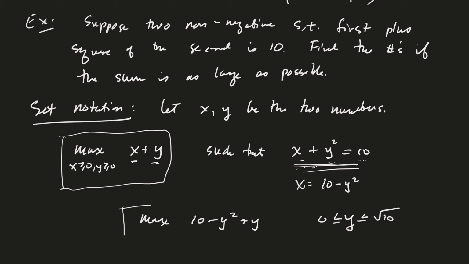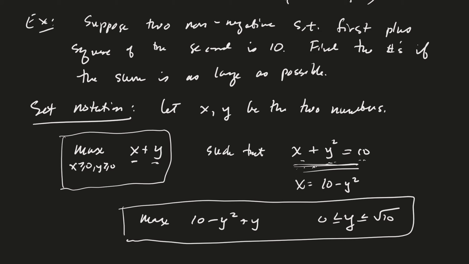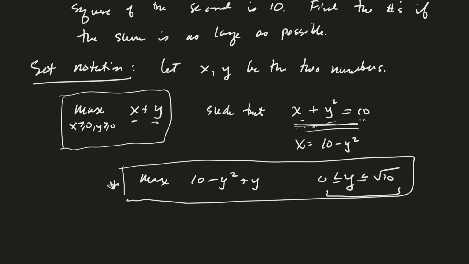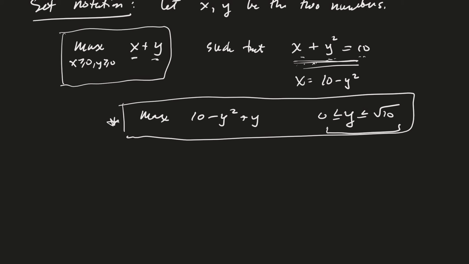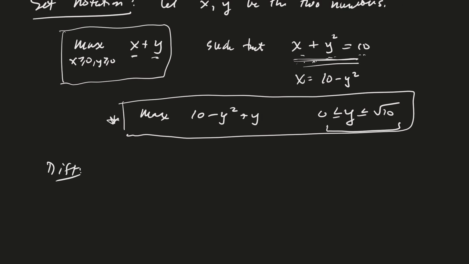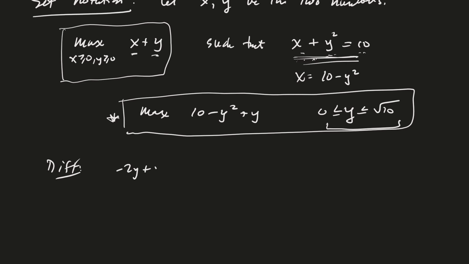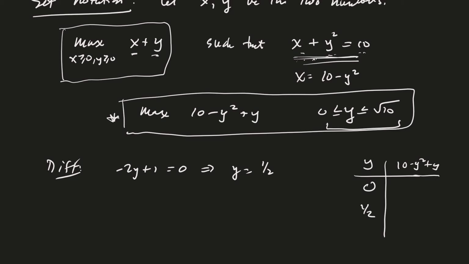Good. And now what we've done is we've changed the problem into an optimization problem over a closed interval. And so now we can use the closed interval method to solve for this. Good. And so now let's differentiate to find the critical point. And so we have minus 2y plus 1 equals 0. So y is equal to 1/2. And so now, if we put in our numbers, I guess we could say y and the 10 minus y squared plus y, because that's what we want to maximize. We'll have 0, 1/2, and square root of 10.